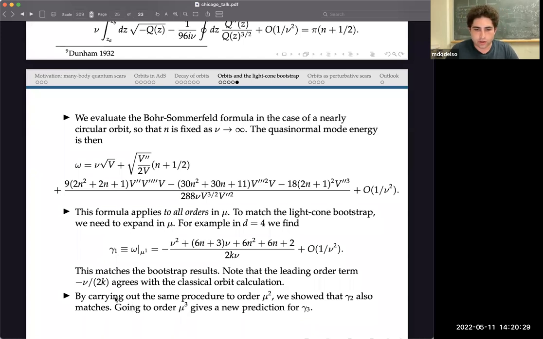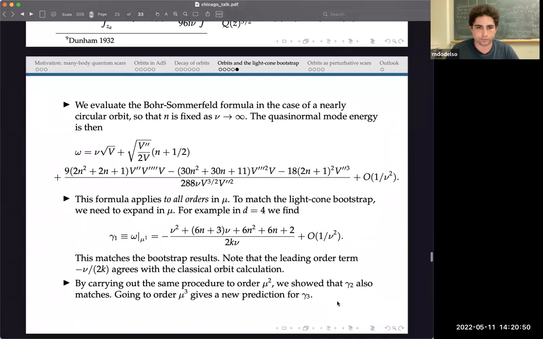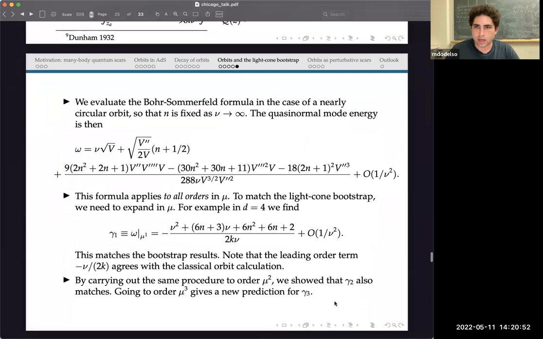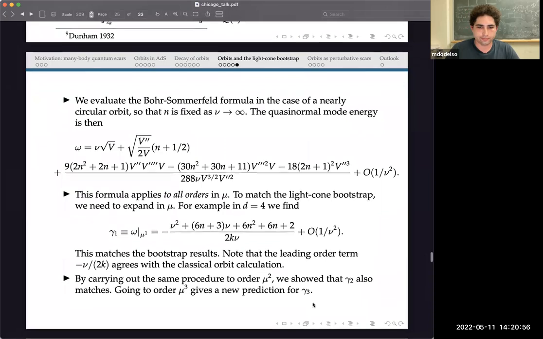Okay, well you can go to the next order in mu, and again it matches, and you can go to order mu cubed and get a new prediction. It's not complicated to go to whatever order in mu you want. Okay, any questions about that calculation?